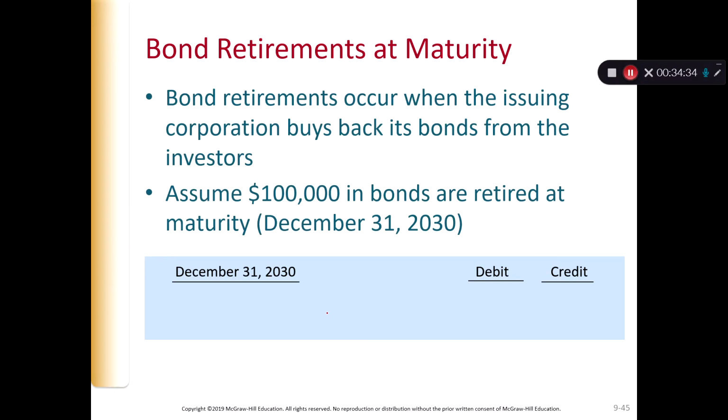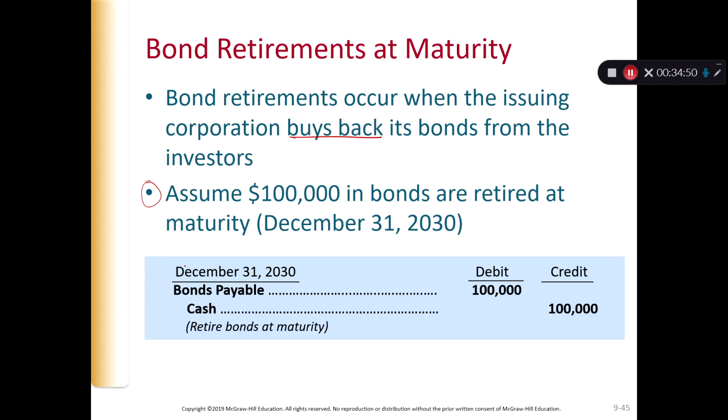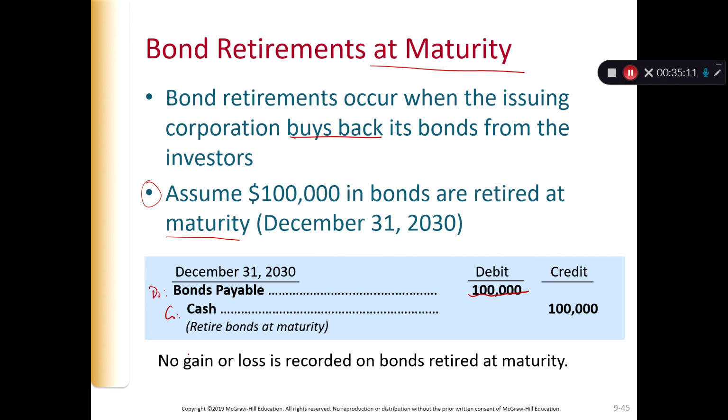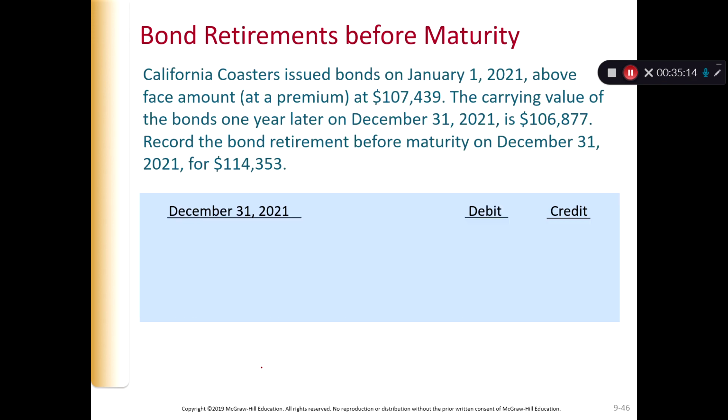Let's look at this specific example. Bond retirement occurs when the issuing corporation buys back its bond from the investors. Assuming that 100,000 in bonds are retired at maturity on December 31st, 2030, so this is at maturity, right? We will debit bond payable and credit cash for $100,000, whatever the bond carrying value is. At maturity, it was $100,000. And then no gain or loss is involved in this transaction.